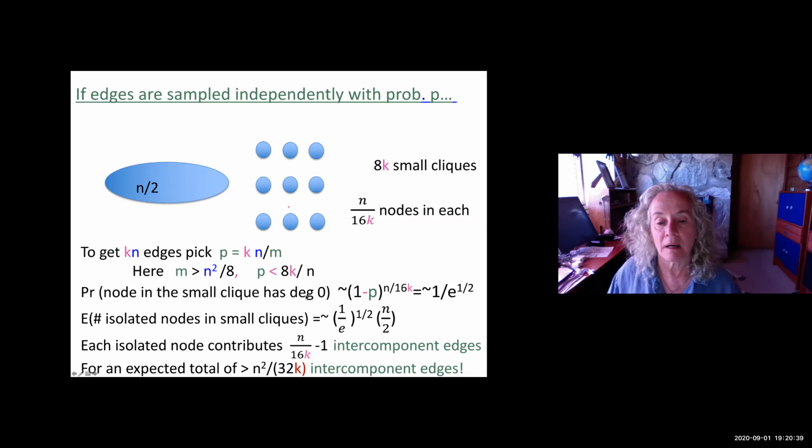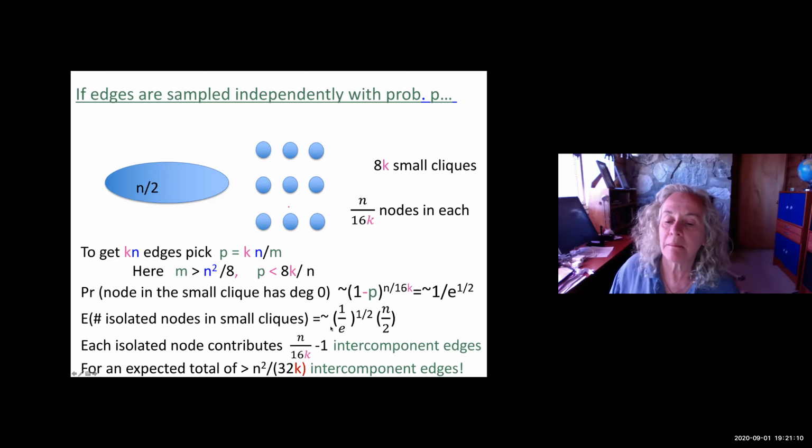And the probability that a node in one of these small cliques has degree 0 is the probability that it doesn't pick any of its neighbors in this clique, which is (1 - p) to the number of nodes in the clique, which again is a constant. So the expected number of isolated nodes in these small cliques will be a constant times n over 2. There are n over 2 nodes in these.